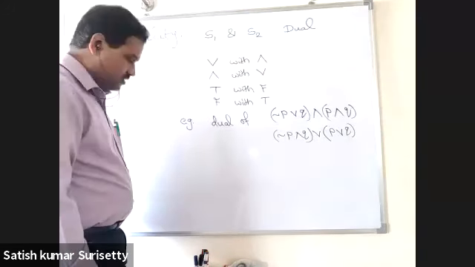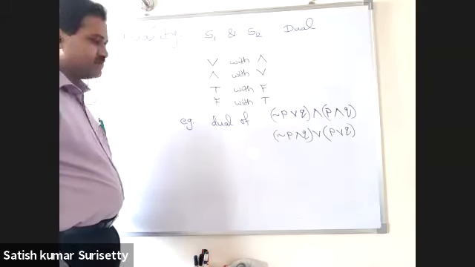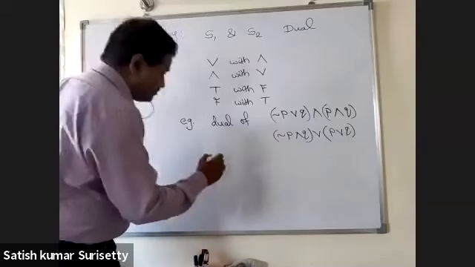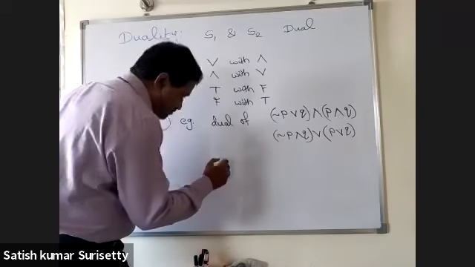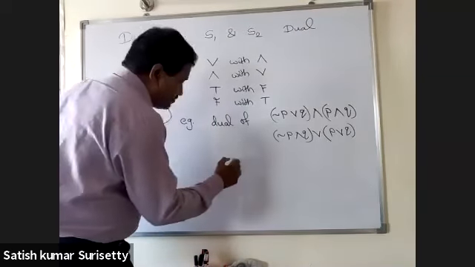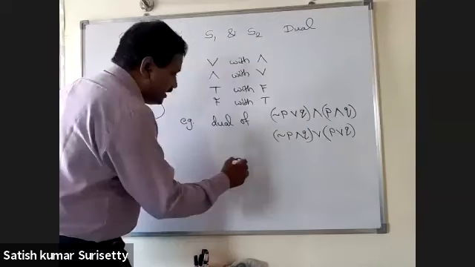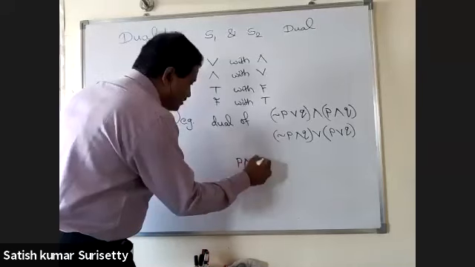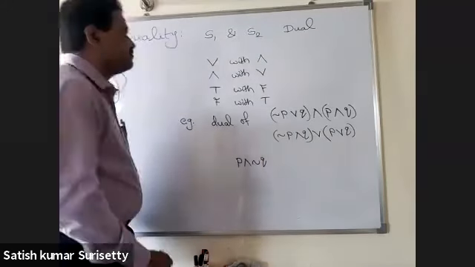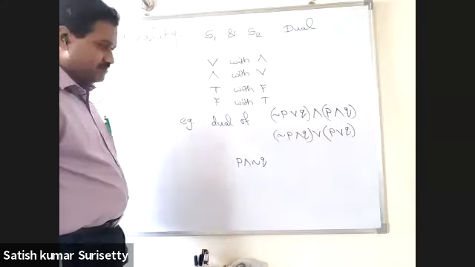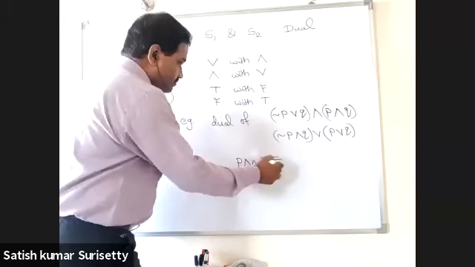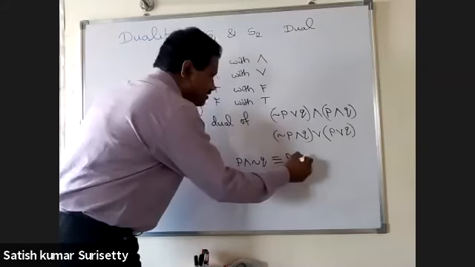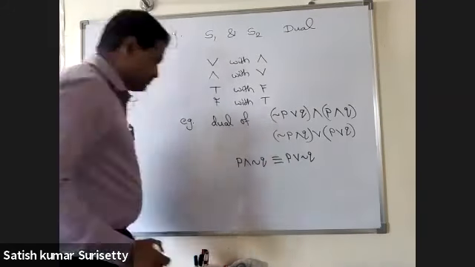Check whether I understood or not. Yes. Now write one more. P and negation of Q. Tell me the dual of this. P or negation of Q.